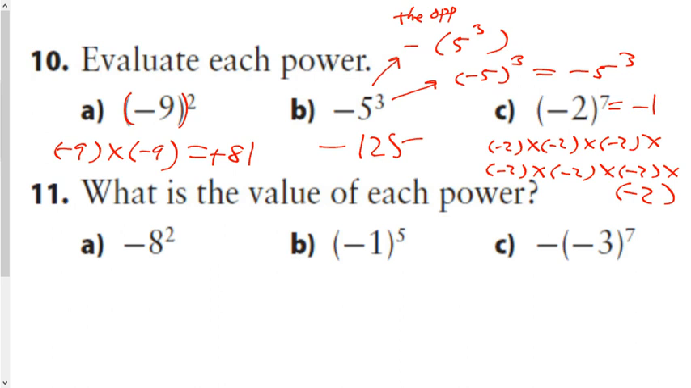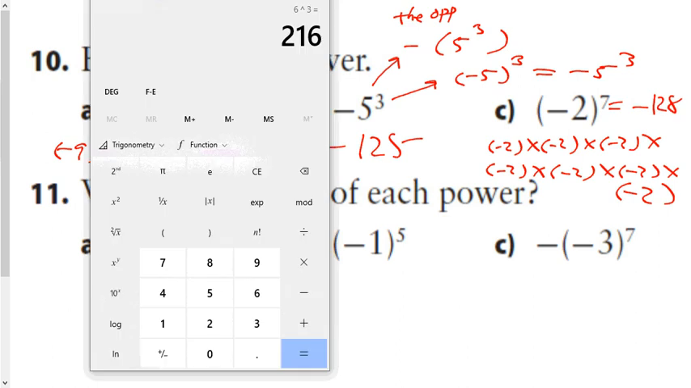Is that right? We'll double check our answer. When I go to my calculator, this time I'm going to let the calculator know that negative 2 is my base, so I'm going to press the x to the y button. And then I'm going to press the exponent of 7, or the y value, and hit equals. And it's negative 128.